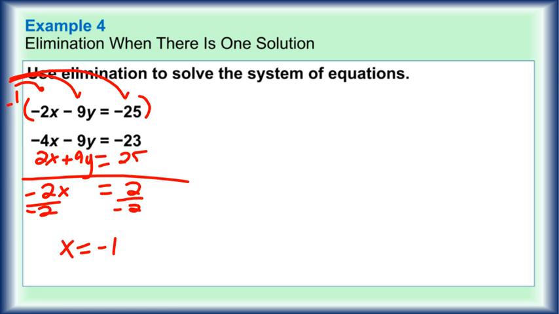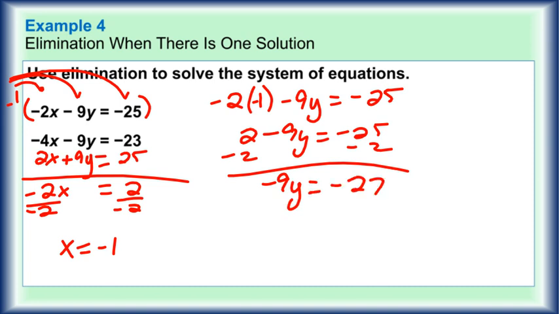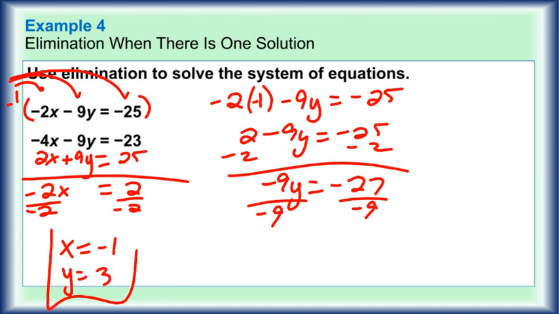And if x is negative 1, I need to substitute it into one of the two equations. It doesn't matter which one. I'm just going to choose the top one. So negative 2 times negative 1 minus 9y equals a negative 25. So now I have 2 minus 9y equals negative 25. I'm going to subtract 2. And I get negative 9y equals negative 27. Divide by negative 9, y would equal a positive 3. So my answer would be x equals negative 1, y equals negative 3.